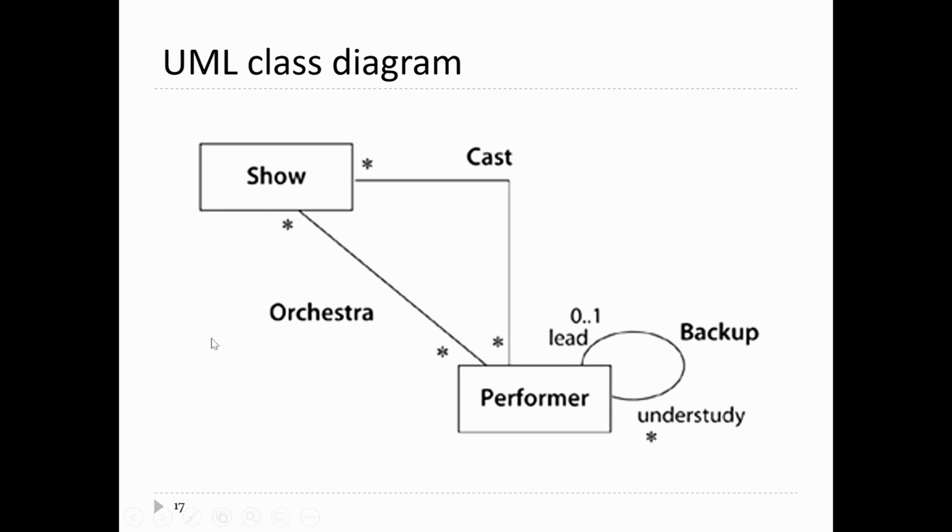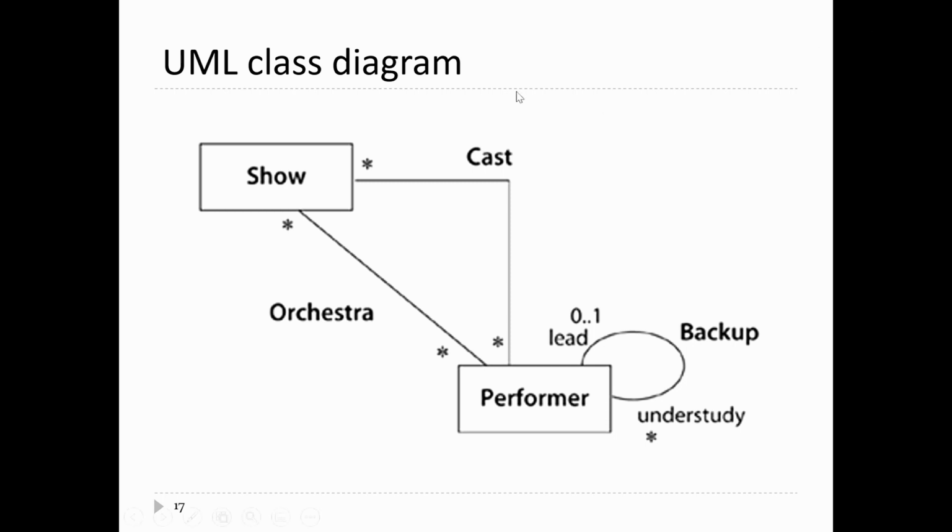Now, what do the stars mean? So you have show, line, star, performer. That says that a show can have zero or more, or any number of performers in its orchestra. Going back the other way, this says that a performer can be a member of the orchestra in any number of shows, which is not uncommon if you're someone who plays an instrument for a living. You might be a performer in many different shows.